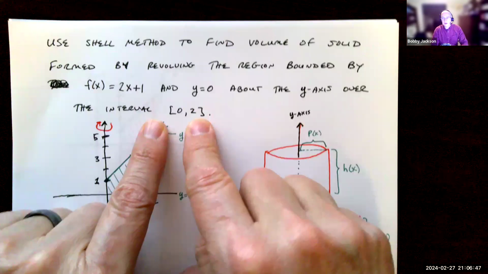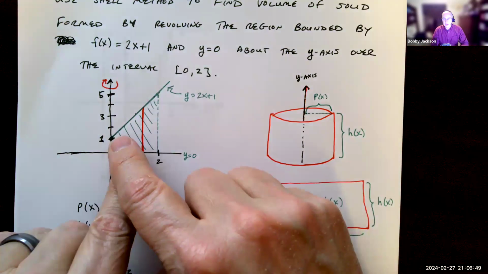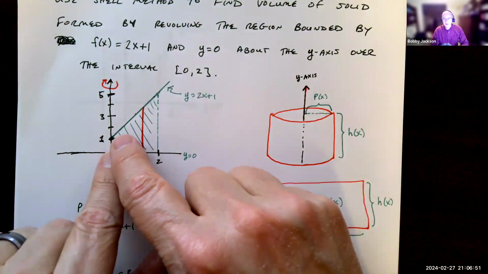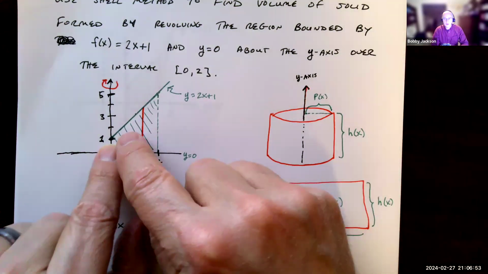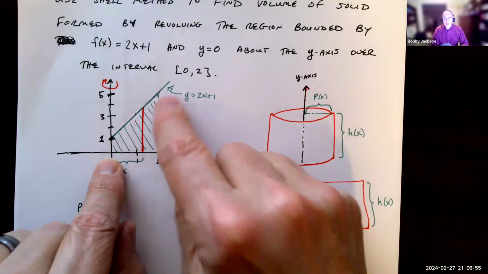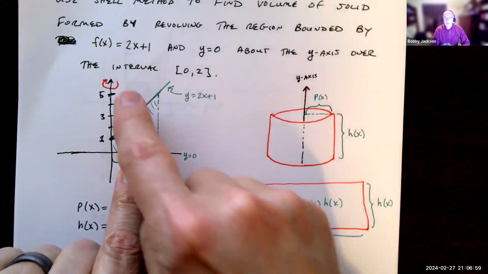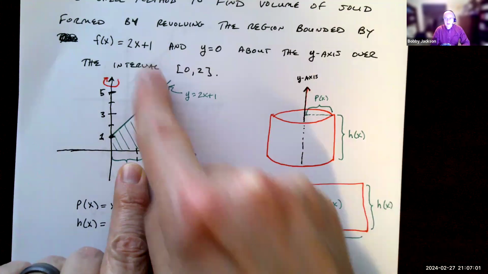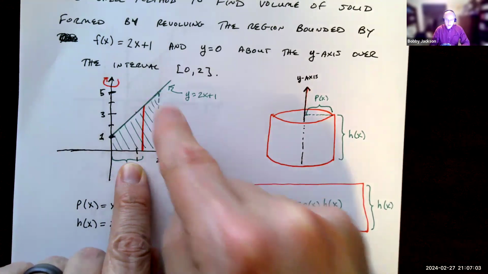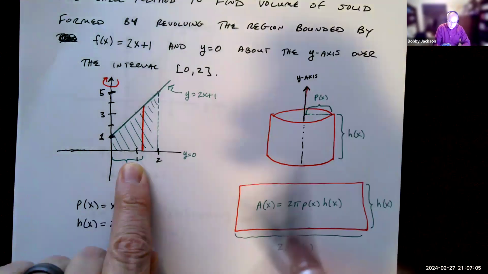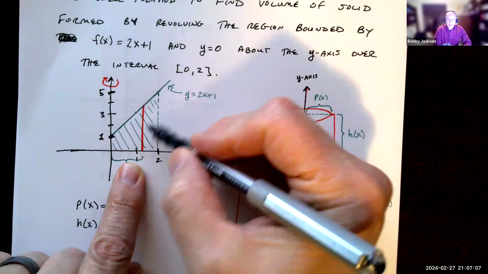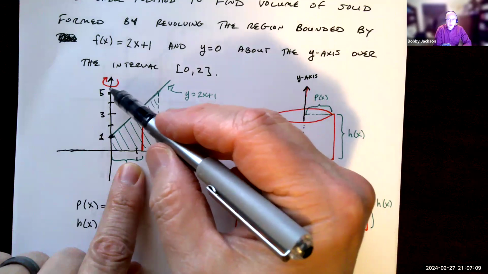Okay, so what's happening here? So I'm going to graph the function. f of x is just a linear function. Y-intercept is 1, slope is 2. And on the interval from 0 to 2, f of 2 is equal to 5, right? And so that's the height there. And so shaded in, this is the region we're going to rotate about the y-axis.